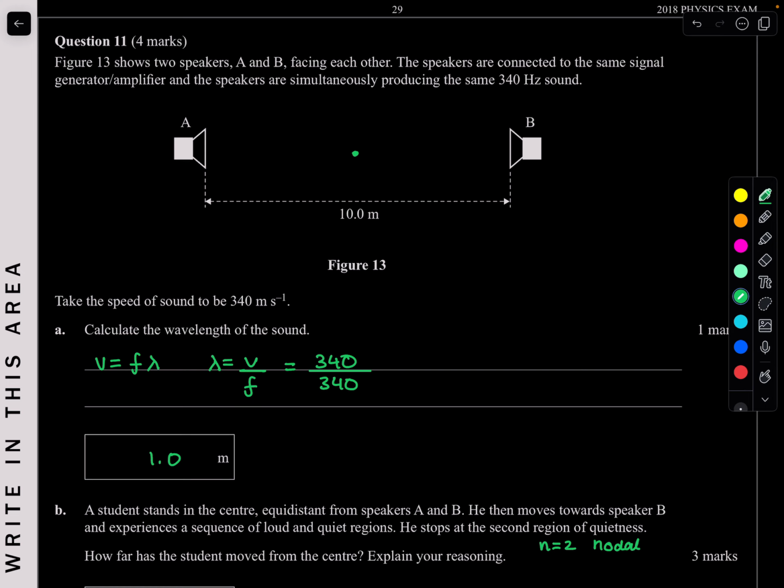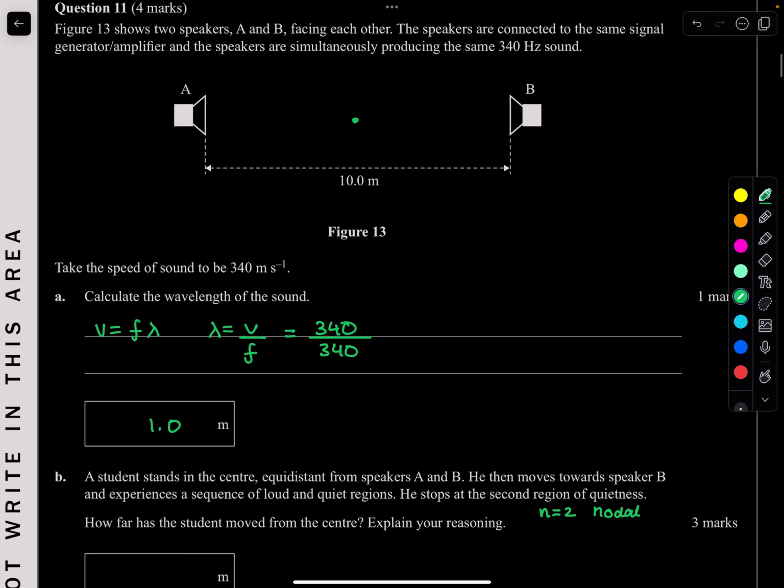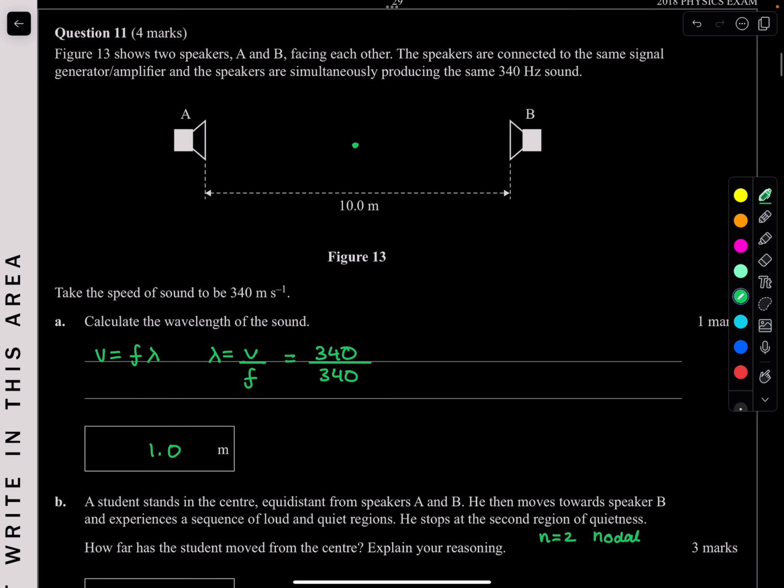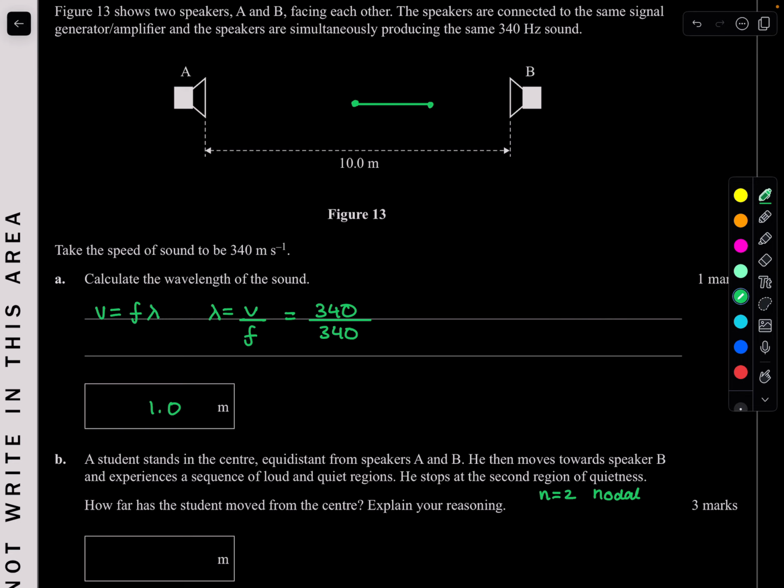And so he moves to speaker B, so basically he moves to the right. He moves to some distance here, let's say this distance, at some distance to the right. And right now at that position, he hears a second region of quietness. How far has the student moved from the center?